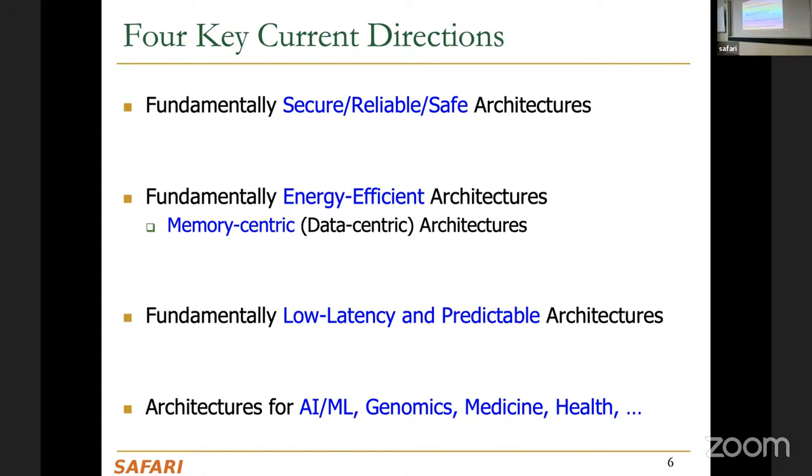And Rahul designed a mechanism called Hermes that uses perceptrons, which is a very simple model of neurons that were developed in the 1950s, to do this prediction. It's a Micro 2022 paper. It won the best paper award, actually. You can find it online.